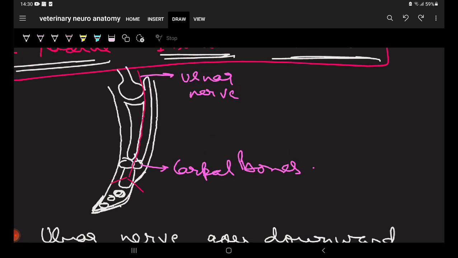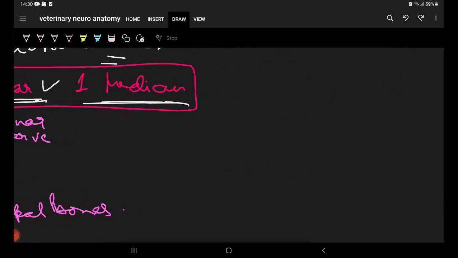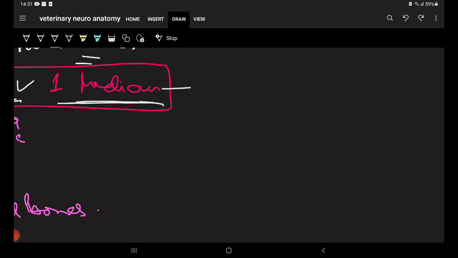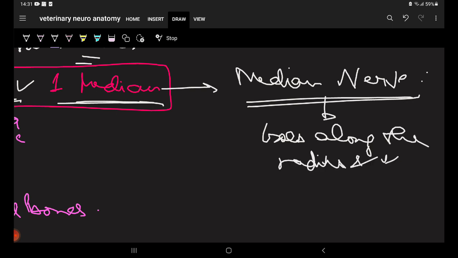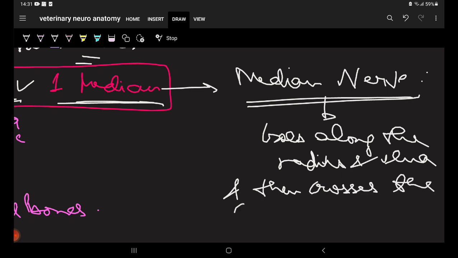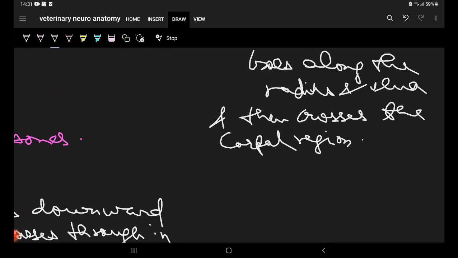So let us start now with the median nerve. The median nerve goes along the radius and ulna, and crosses the carpal region, and goes posteriorly to the metacarpal region.